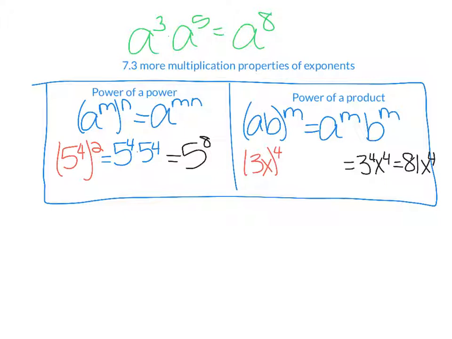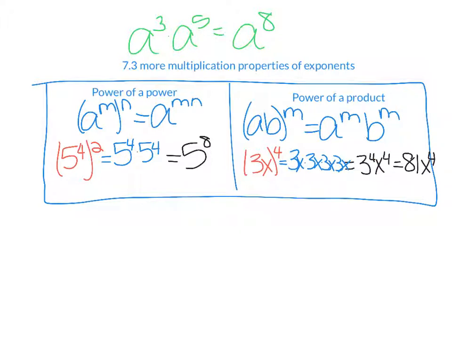But once again, we want to understand why this works. If I think about what 3x to the 4th power actually means, it means 3x times 3x times 3x times 3x. 3x being multiplied by itself 4 times. Well, guess what? If you look at this, 3 times 3 times 3 times 3, that's 3 to the 4th. X times x times x times x, that's x to the 4th.